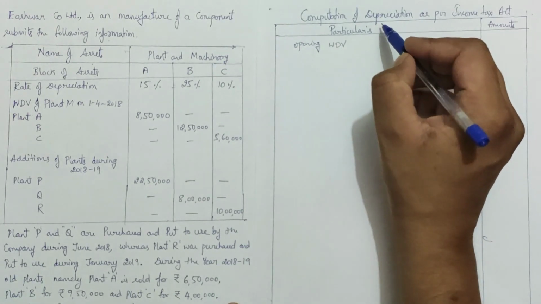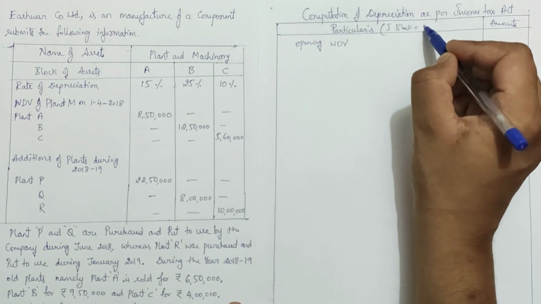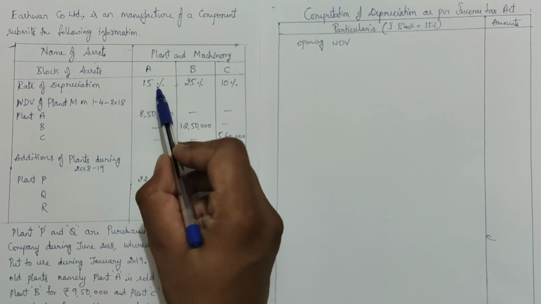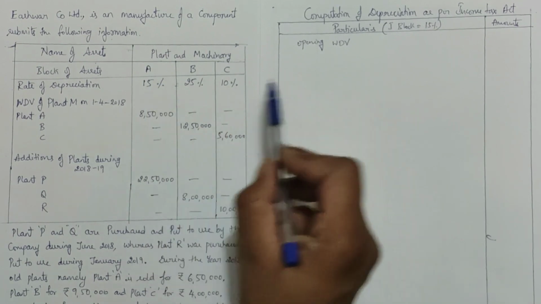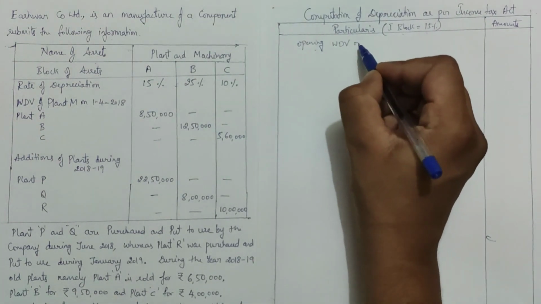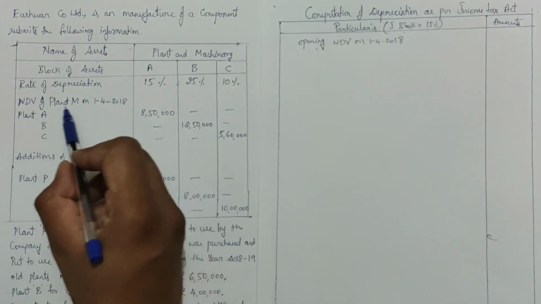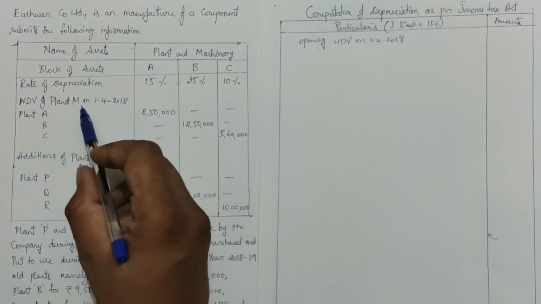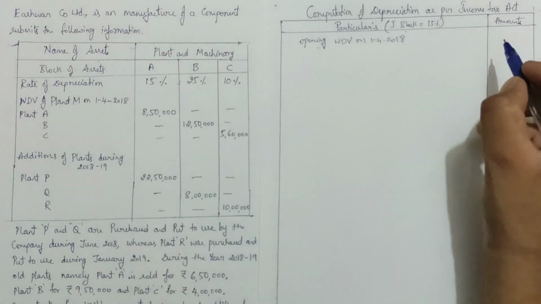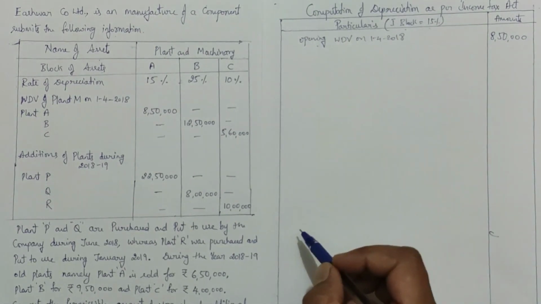So first, I am taking the first block as 15%. Clear? 15% is the rate of depreciation for A, so we are considering this as the first block, that is 15%. Now first we will calculate the opening written down value on 1/4/2018. So how much do we have? The written down value of plant and machinery on 1/4/2018 is 8,50,000. This is the value we have.